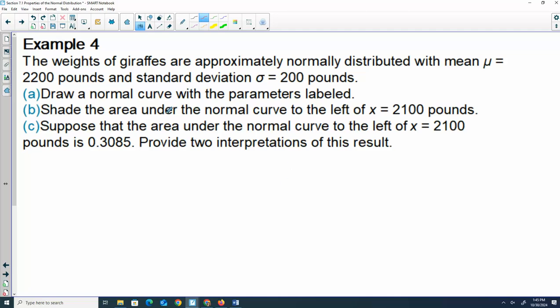The weights of giraffes are approximately normally distributed with a mean of 2,200 pounds and a standard deviation of 200 pounds. Draw a normal curve with the parameters labeled. So normal curve just means bell-shaped.